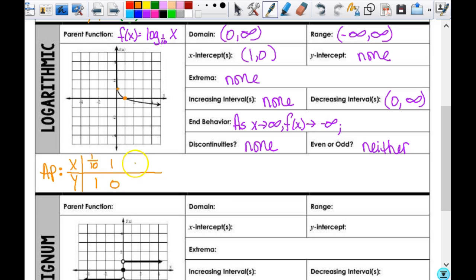When x is 10, this is negative 1. Okay. Everybody good with me on that? All right. Do I have any asymptotes? Yes, this is important too. So my asymptote is at x equals 0. Okay. Everybody good? All right.